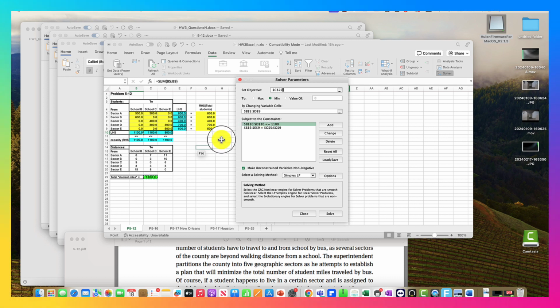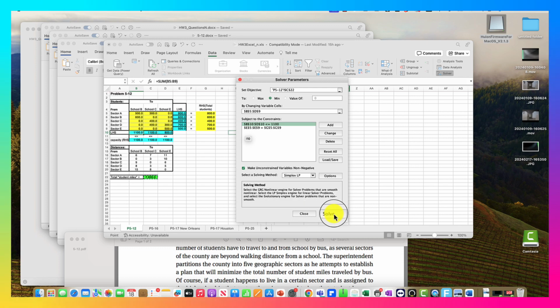The capacity constraint you can set up in one shot using an array. So cells B10 to D10 should all be less than or equal to 1,100. For the constraint that all students should be assigned, the left-hand side is E5 to E9, which should exactly equal the number of students in each sector, in cells G5 to G9. Check that all the variables should be non-negative.